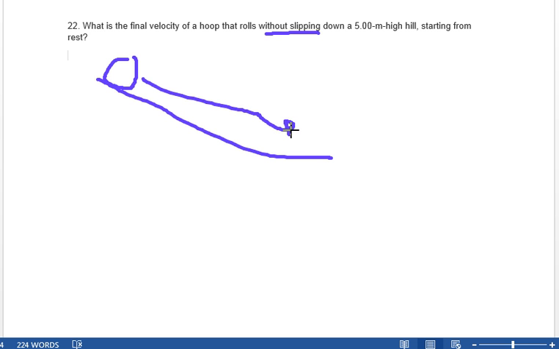Now, if it is not slipping, then the velocity of the hoop at its edge is the same as the linear velocity of the center of the mass, right? If it slips, then those two aren't related, right? But if it doesn't slip, then we can use omega equals V over R, and that V is also the V of the center of the mass. If it slips, however, that's not true.